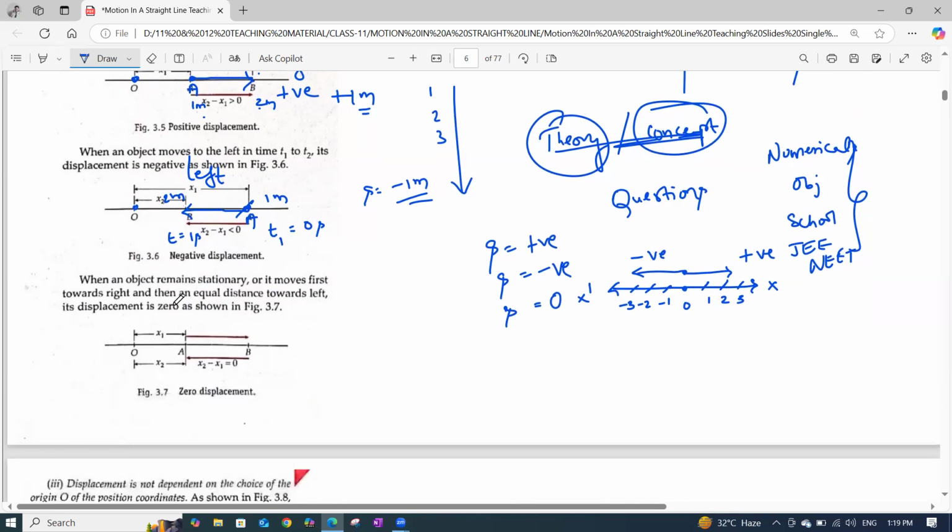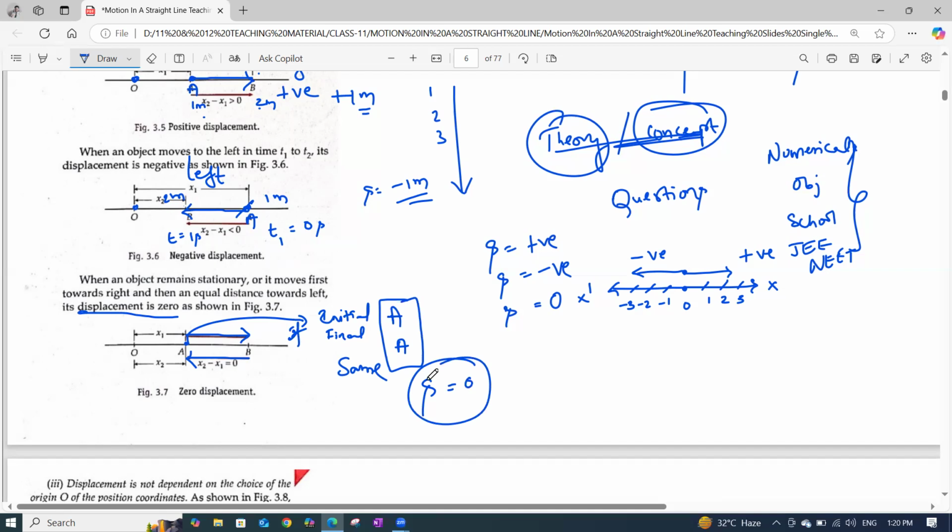Next, when the body remains stationary, or it moves first towards the right and then an equal distance towards the left, its displacement is 0. Consider the body is at A. First it moves towards B. After some time, from B the body comes back to A. Now A is the initial point and A is also the final point. If the initial and final points are the same, then the displacement value is 0. Like that we should consider.